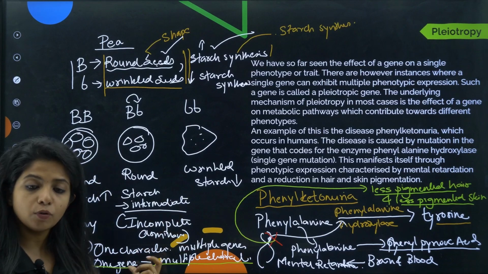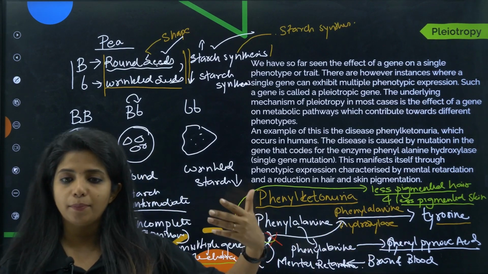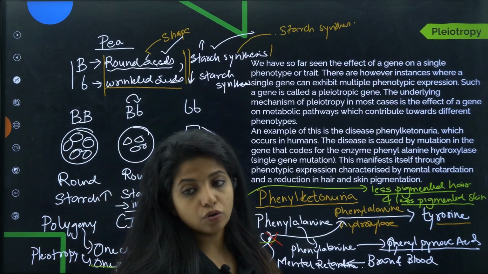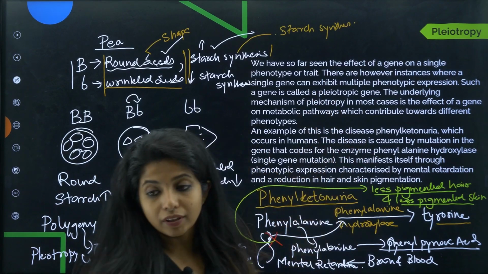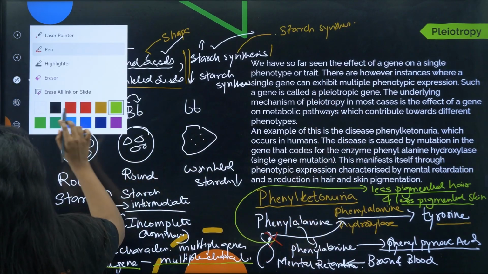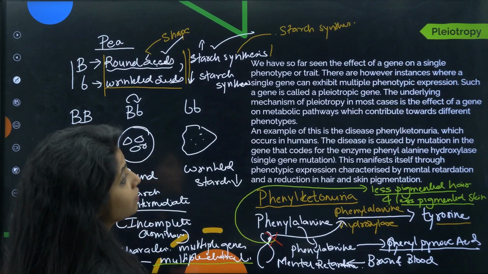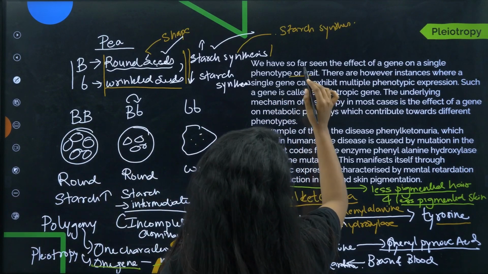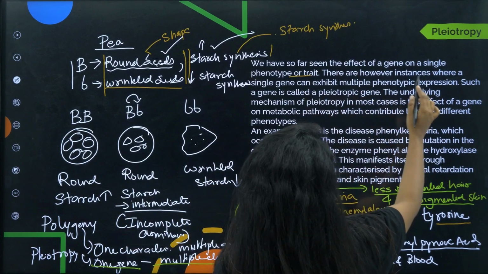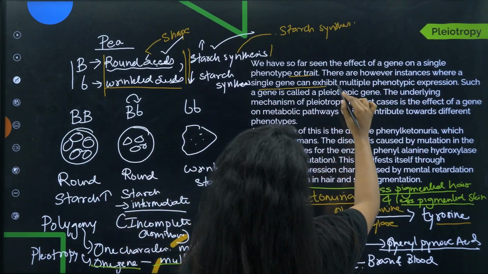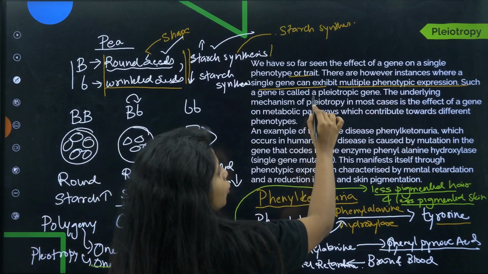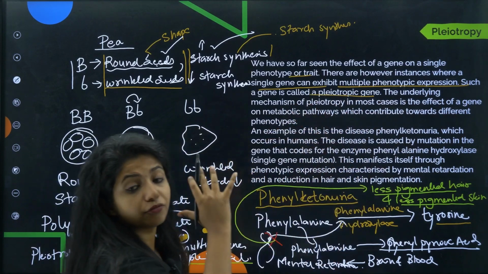So if it has some mutation, obviously all these things could happen in three different places. Okay, so that is exactly opposite to polygyny, and that is what is written over here. We will have a quick read of it as well. So we have seen so far that the effect of a gene is on a single phenotype or trait, that's how it works. There are, however, instances where a single gene can exhibit multiple phenotypic expressions. Such a gene is known as a pleiotropic gene, which has multiple phenotypic expressions.